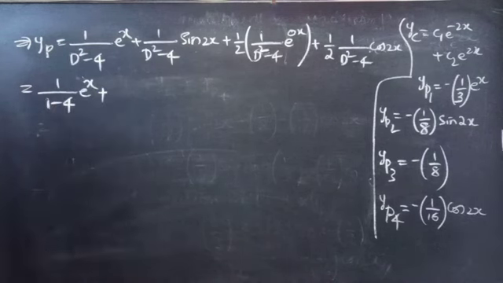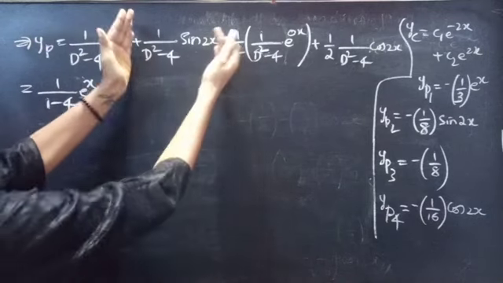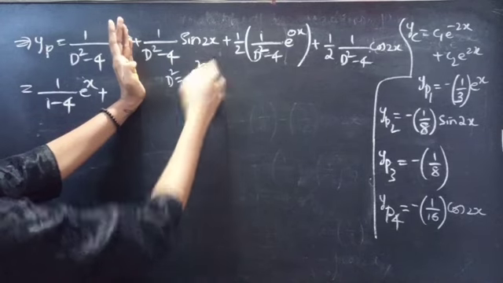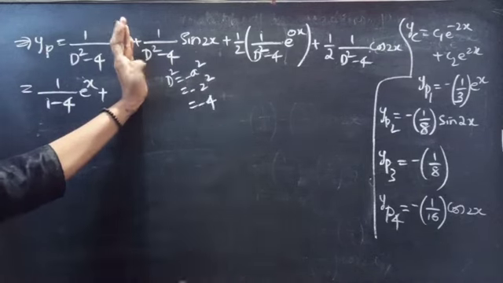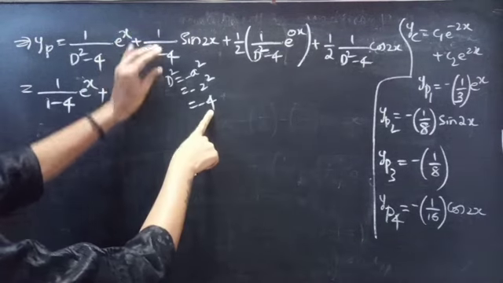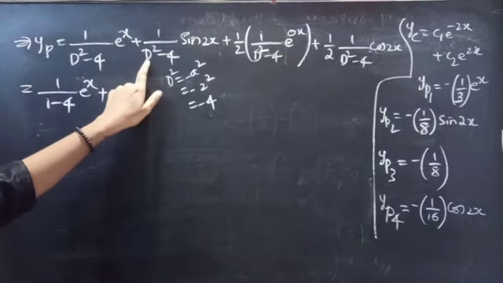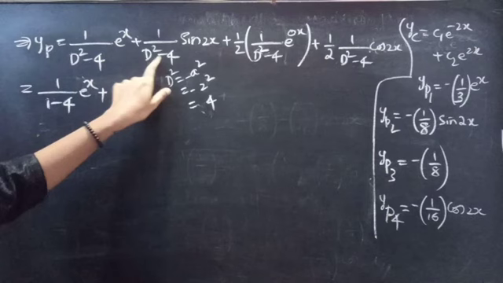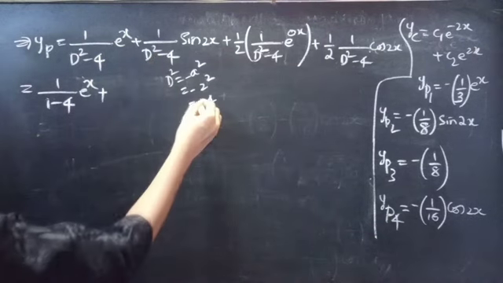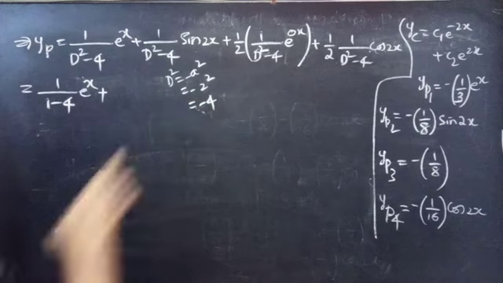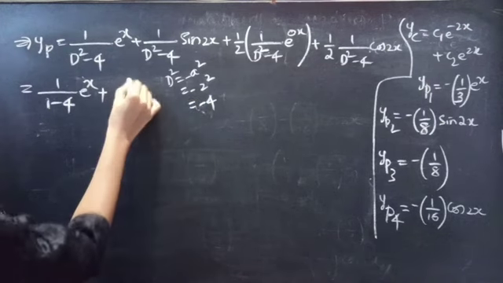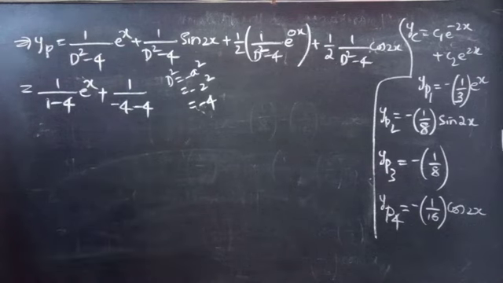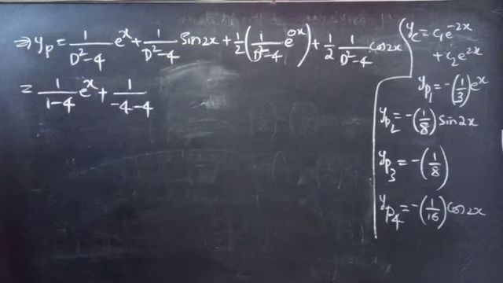Here, this is of 1 by f of d into sine ax form. So here we need to try d square equals minus a square, which is given by minus 2 square, minus 4. If we replace d square by minus 4, then the term becomes non-zero. If we replace d square by plus 4, then this becomes 4 minus 4, which is 0. But here we got minus 4, so definitely the denominator will be non-zero. So replace d square by minus 4. Minus 4 into sine 2x.